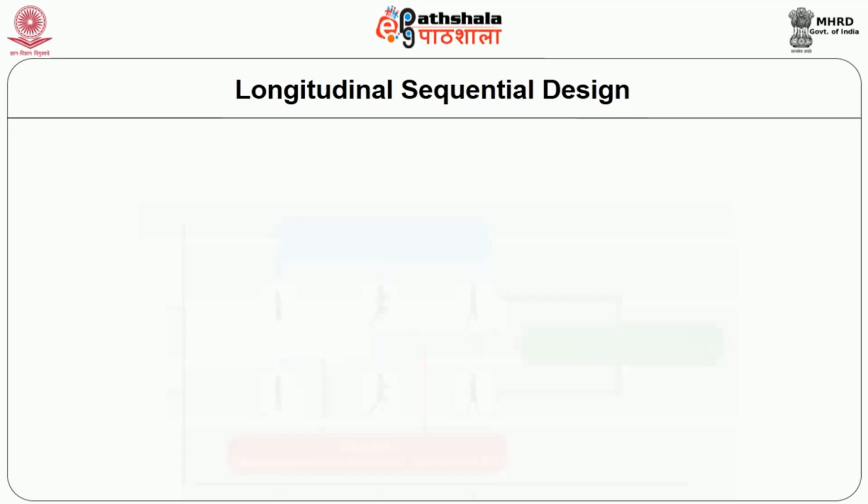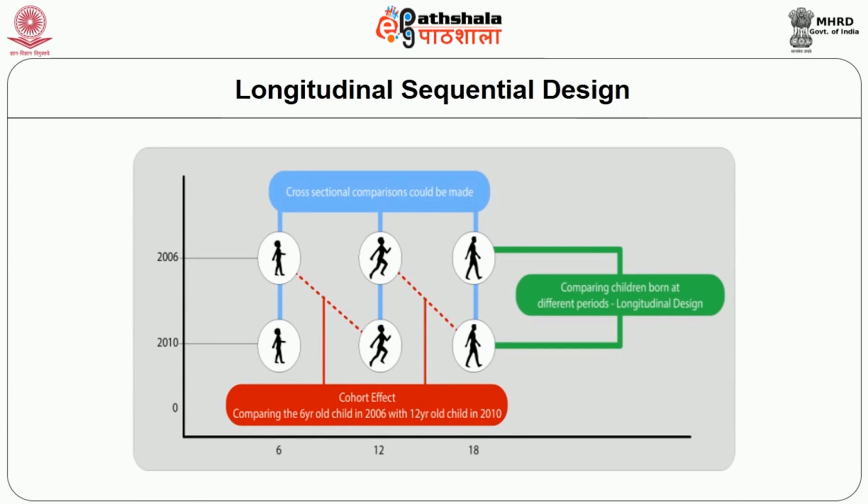Turning to the same example of sibling relationship provided to you already, both the questions could be answered by one design called longitudinal sequential design, in this diagram. In this illustration, there were 3 children in their 6th, 12th and 18th year. They were studied in the year 2006 with reference to their nature of sibling relationship, and in the same way another 3 children during the year 2010.